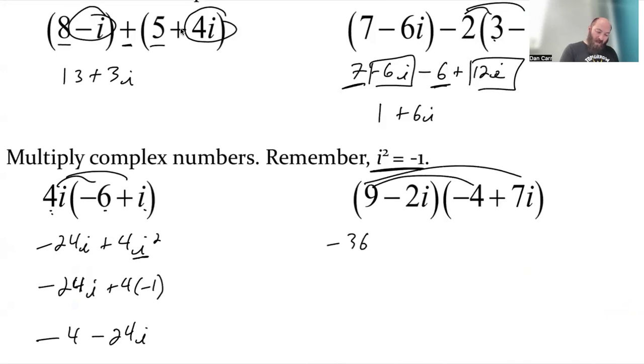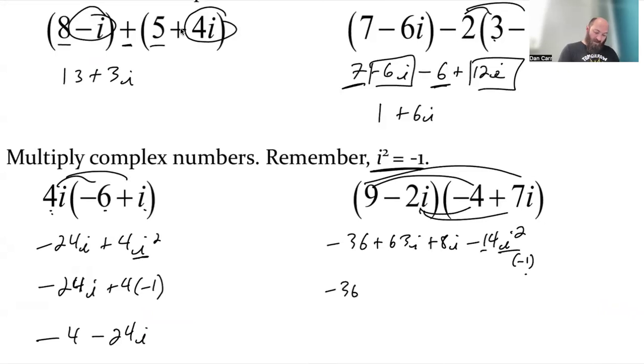9 times a 7i is a positive 63i. Negative 2i times a negative 4 is a positive 8i. And then negative 2 times a positive 7 is a negative 14 i squared. As we said before, i squared is the same as negative 1. So this turns into negative 14 times a negative 1.